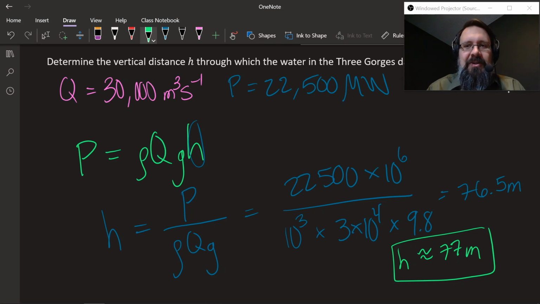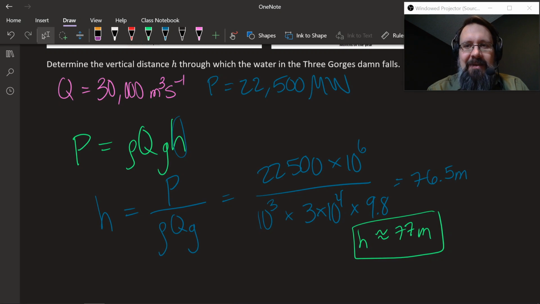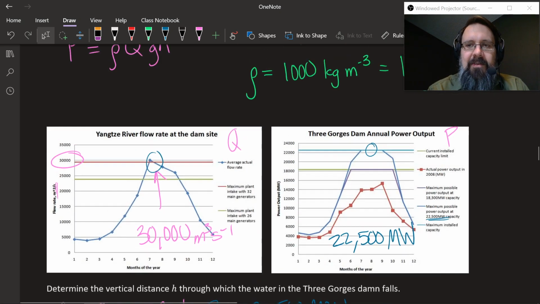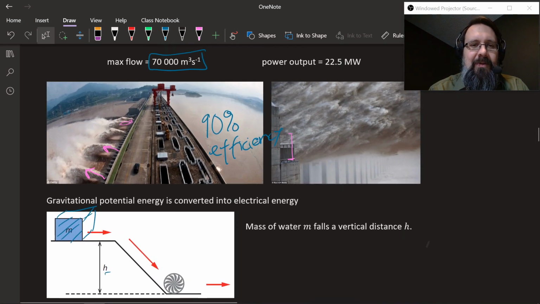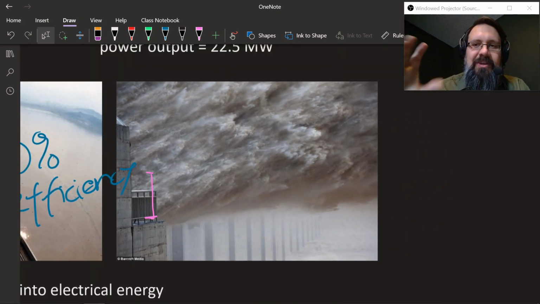We're assuming no energy loss. So if you actually calculate at 90% efficiency, you end up getting the height is about like 86 or so meters is what it ends up working out to. So that's cool. So we did it. So 77 meters is pretty big. Remember the real number is about 80 meters, but you can see why that's just a really tall distance.